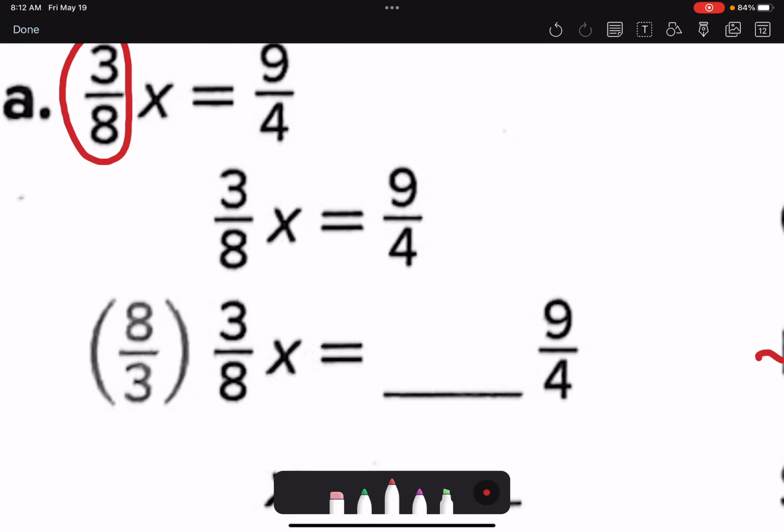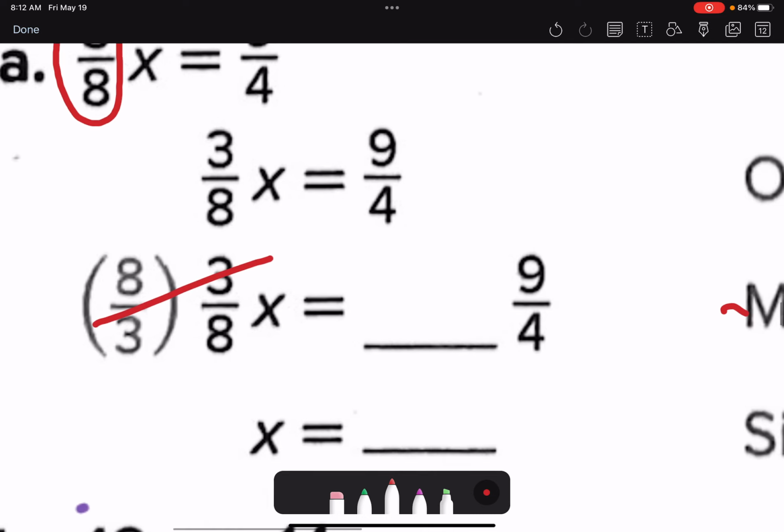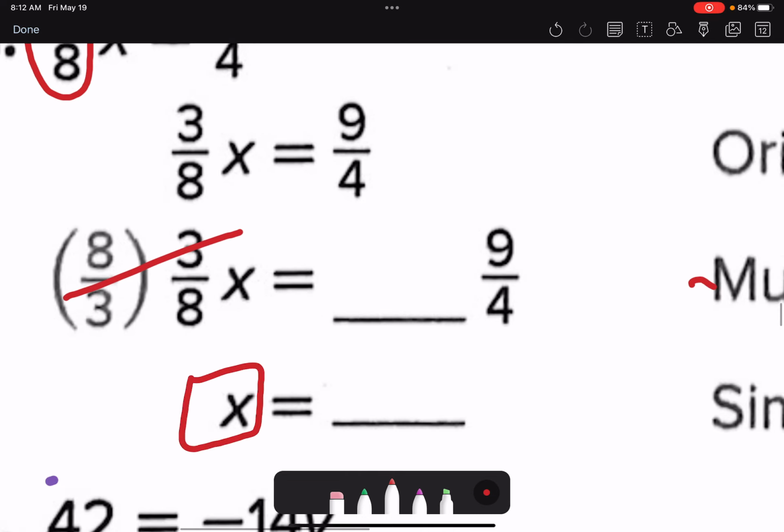And 8 over 3 and 3 over 8 cancel out to a beautiful positive 1. That's what's over here. Again, you can put a 1 if you want, but you don't have to. And on the other side, what we do on the left, we have to do on the right. So we have 8 over 3. Now these are multiplying, so you go numerator to numerator, denominator to denominator.